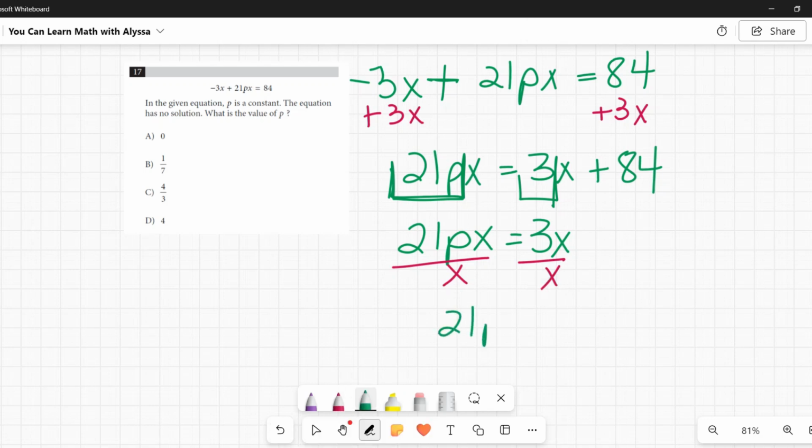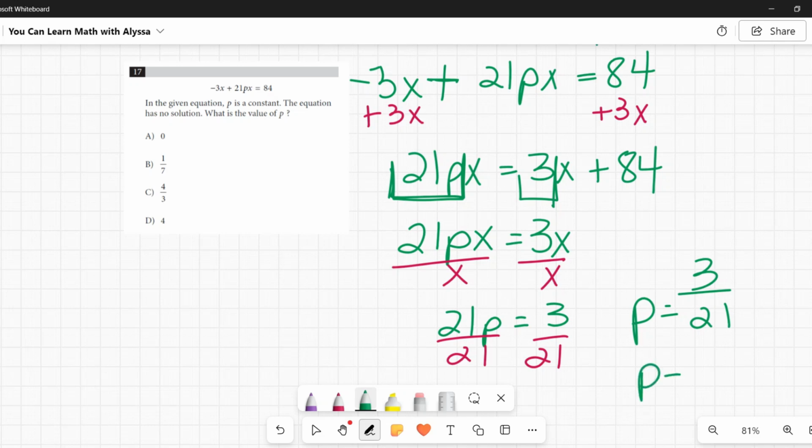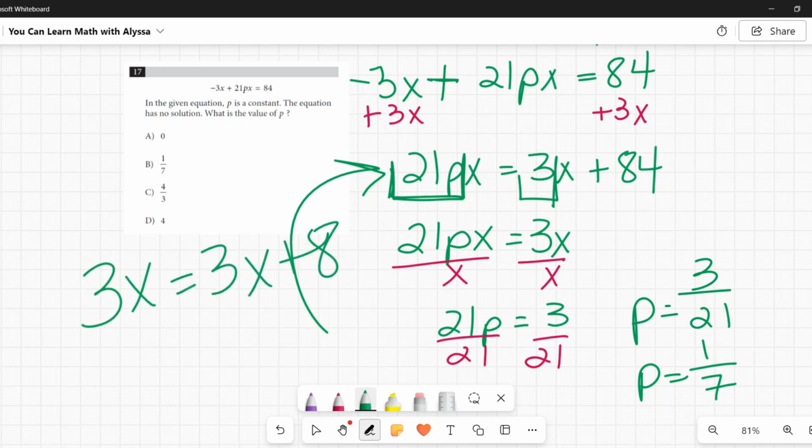All right, so we can divide both sides by x to get rid of those x's. So I get 21p is equal to 3. And then to solve for p, I need to divide both sides by 21. And I get that p is equal to 3 over 21. If I simplify that, because 3 goes into both of those, it goes into 3 one time, it goes into 21, 7 times. So p is equal to 1/7. If I plug 1/7 in here, I'm going to get 3x equals 3x plus 84, which is impossible. There's no solution to that. So B, 1/7 is my answer.